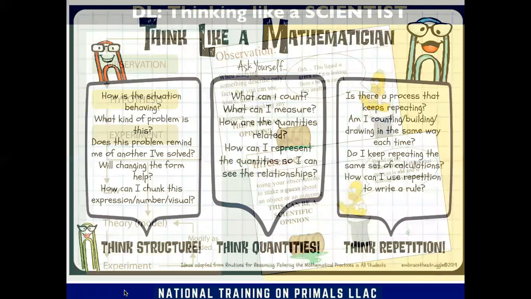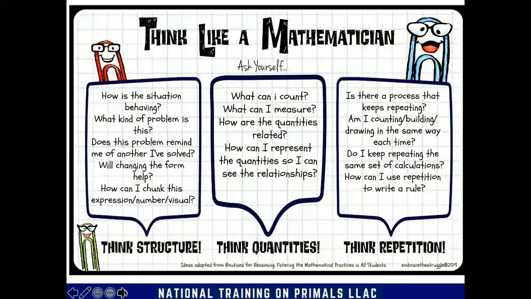What does it mean to think like a mathematician? A mathematician thinks in terms of structure and asks, what kind of problem is this? Does it remind me of another I have solved? Will changing the form help? He thinks in terms of quantities and asks, what can I count? What can I measure? How are the quantities related? How can I represent the quantities so I can see the relationships? A mathematician thinks in terms of repetition and asks, is there a process that keeps repeating? Am I counting, building, drawing the same way each time? Do I keep repeating the same set of calculations? How can I use repetition to write about a rule?